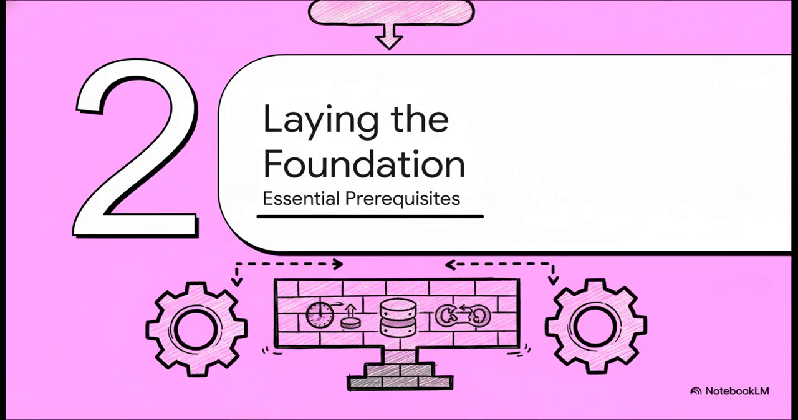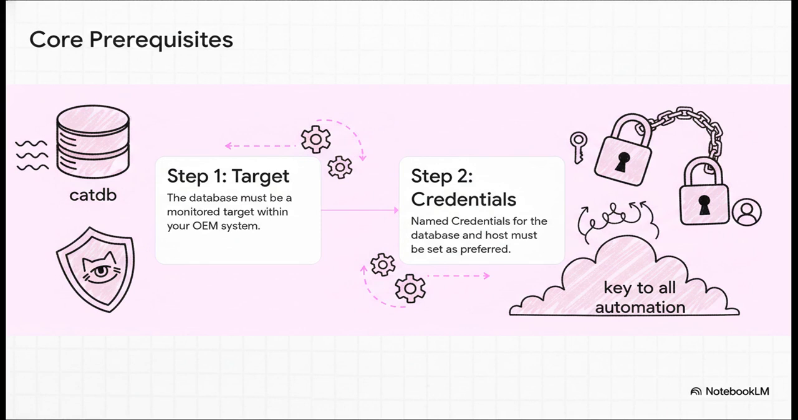Okay, but we can't just jump straight to clicking schedule. Before we do that, we have to make sure our foundation is solid. There are two really crucial prerequisites we've got to get in place to make all this automation work smoothly. All right, let's break this down. First off, your database. For our example, we're using one called CatDB. It just has to be a monitored target inside OEM. Pretty straightforward. But second, and listen, this is the absolute key that unlocks all the automation.